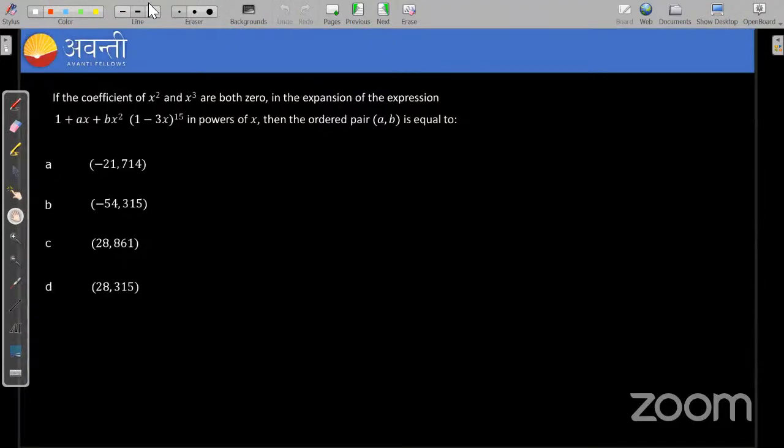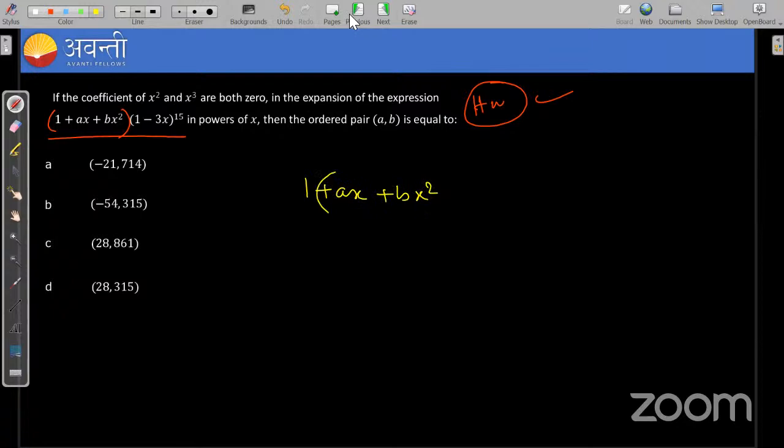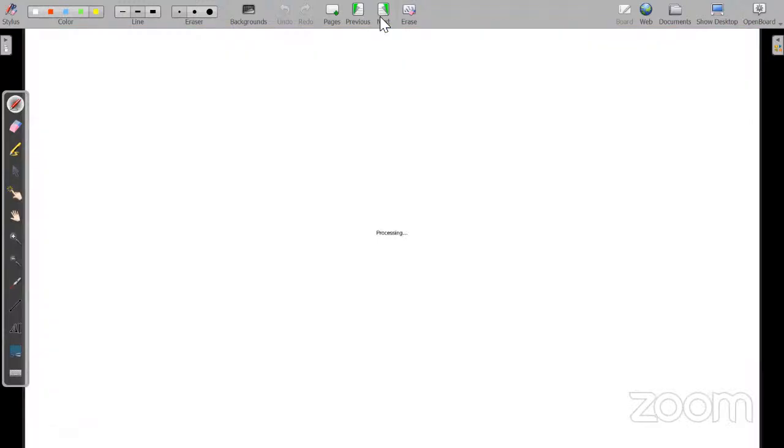Next question. This is for your homework question. Write at your home or at your room also. If the coefficient of x square and x cube are 0 in the expansion of 1 plus ax plus bx square into 1 minus 3x whole to the power 15 in powers of x, then you need to find the ordered pair AB. This is for your homework, and it's a very easy question. I hope this can be solved by you.